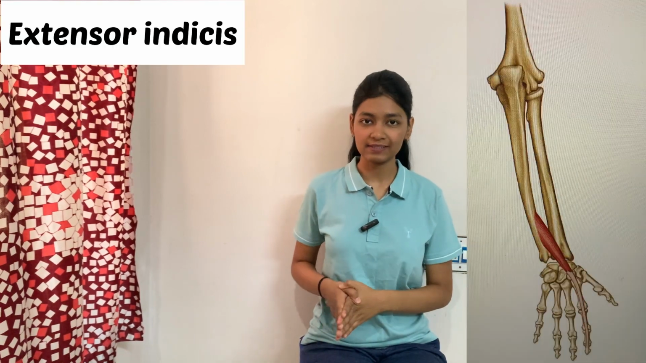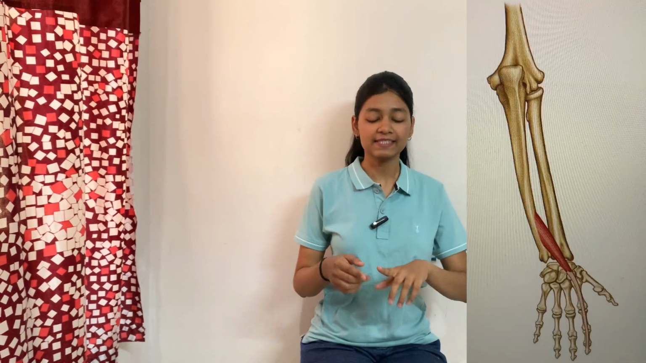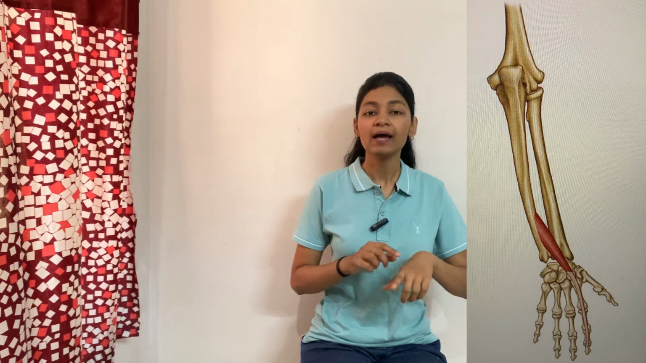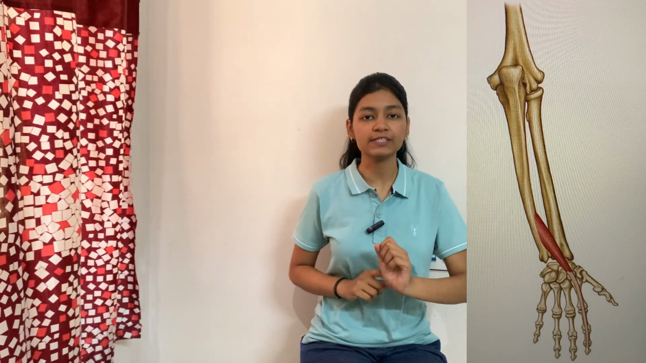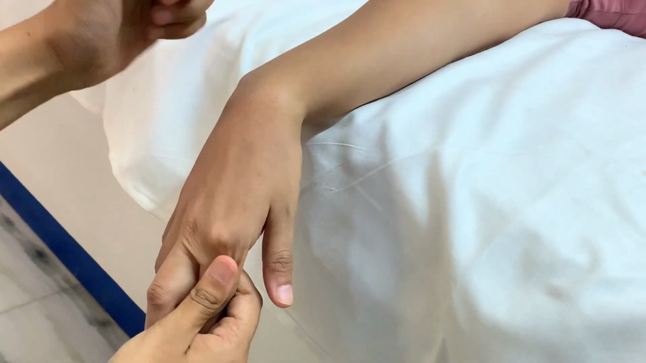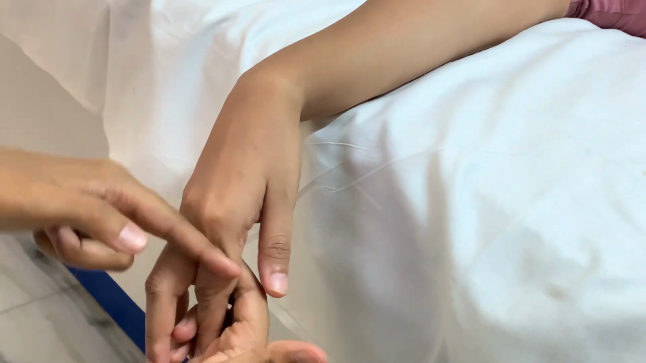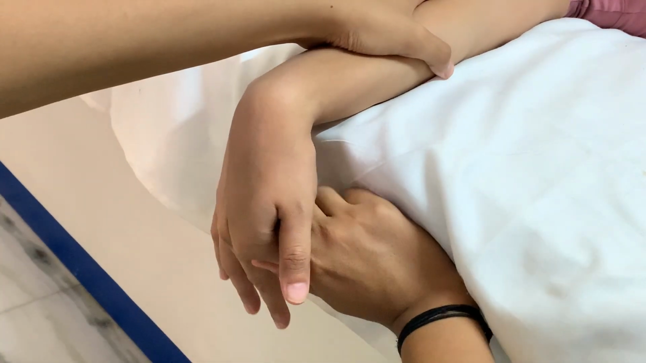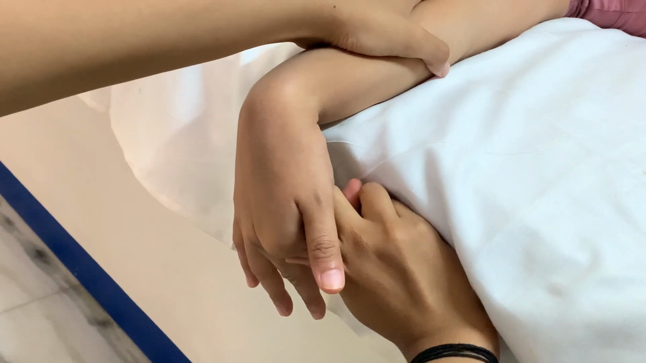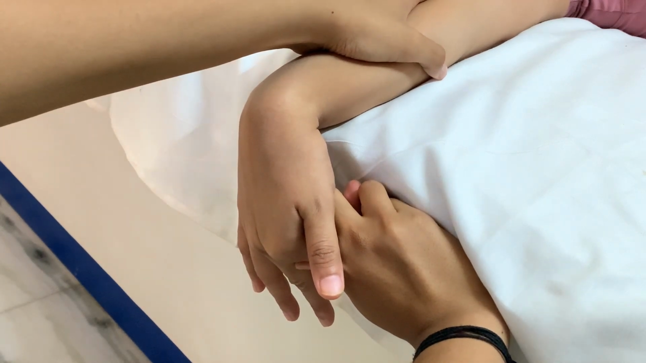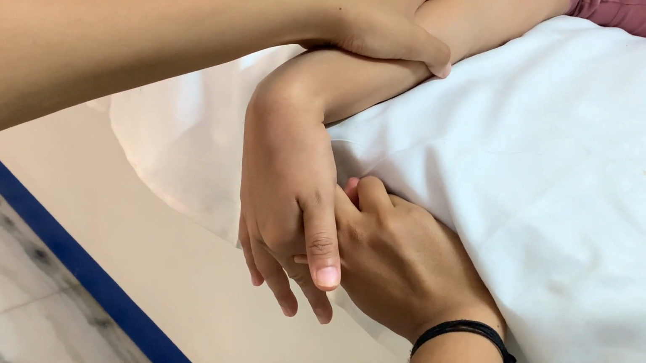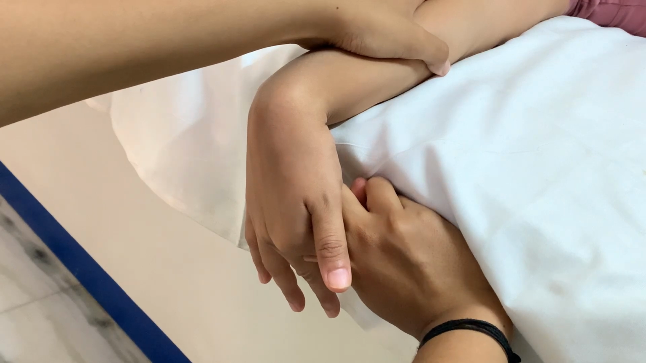Now the next muscle is extensor indicis. So this muscle helps in extension of index finger as well as extension of wrist joint. I will perform flexion of wrist and the index finger both. I will grasp the index finger and then I will flex it, and I am also flexing the wrist joint.